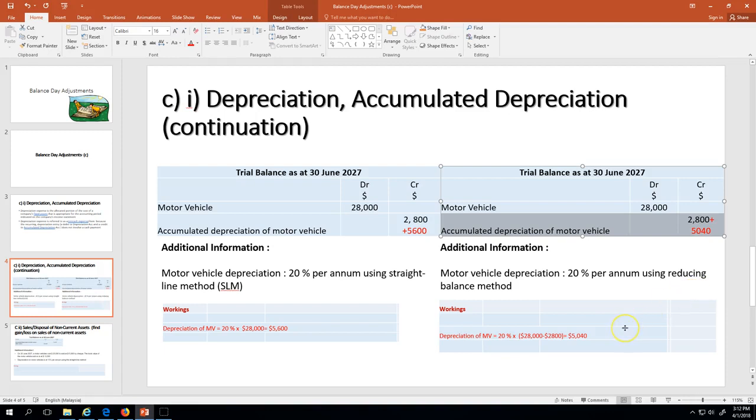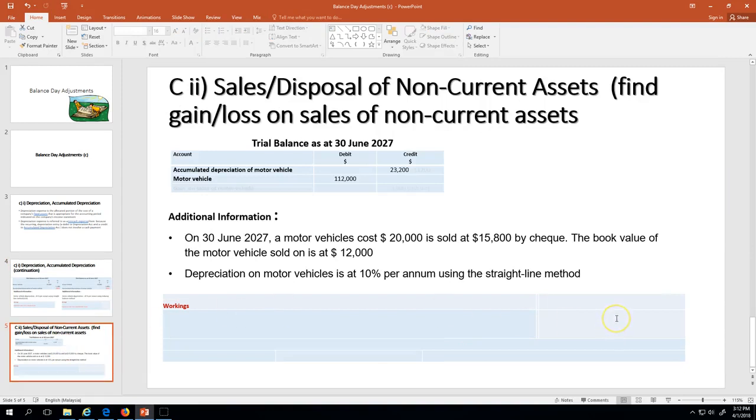Alright, now we almost reached the last part. That is sales or disposal of non-current asset. Sales or disposal of non-current asset is when we actually sell our non-current asset. When we sell our non-current asset, we need to find the gain or loss on sales of non-current assets.